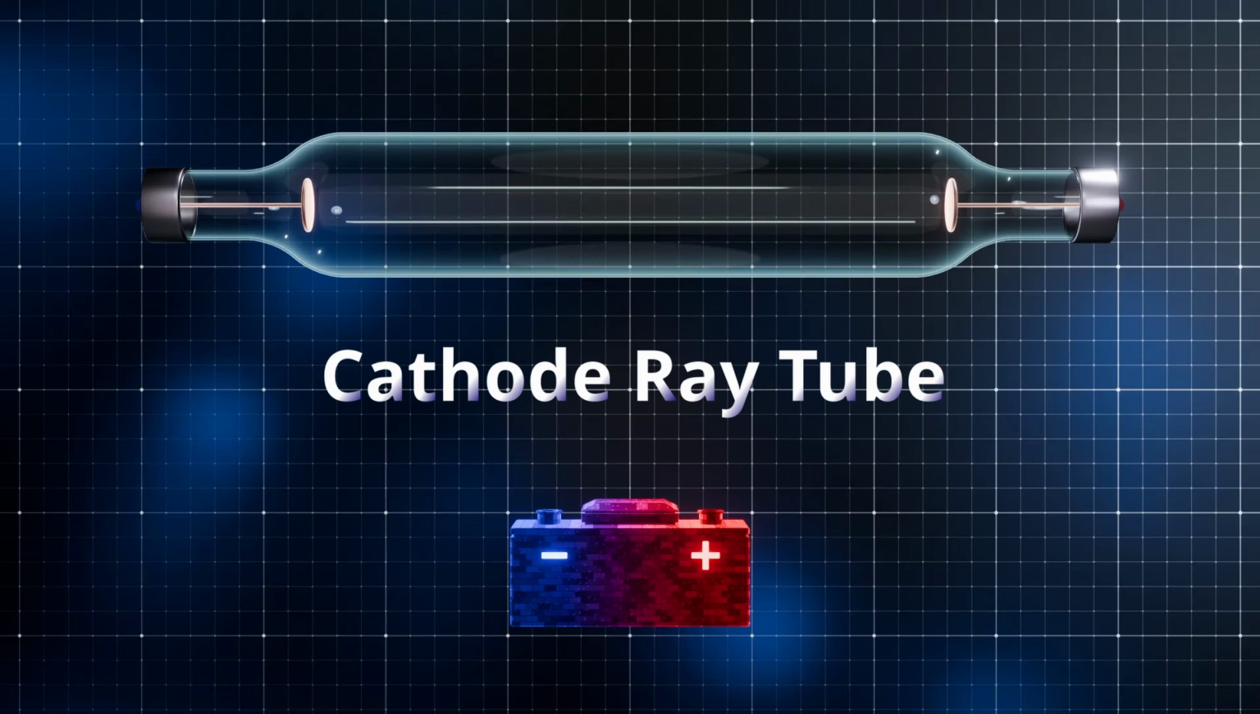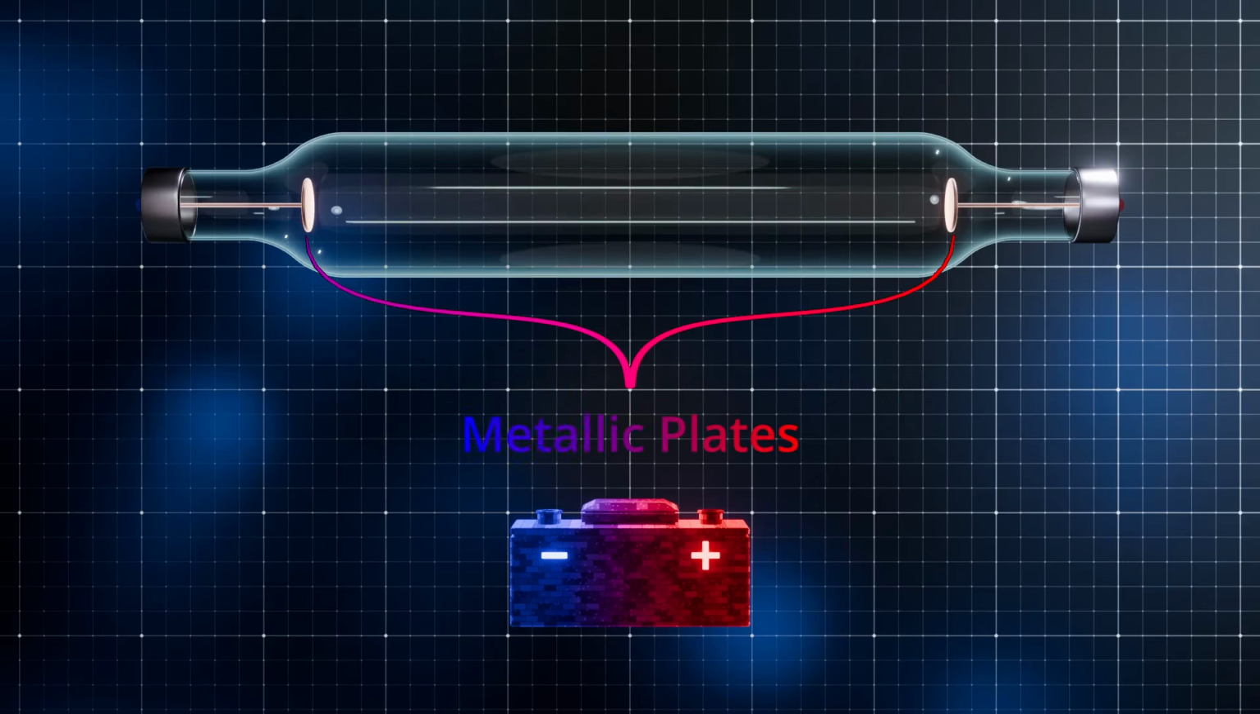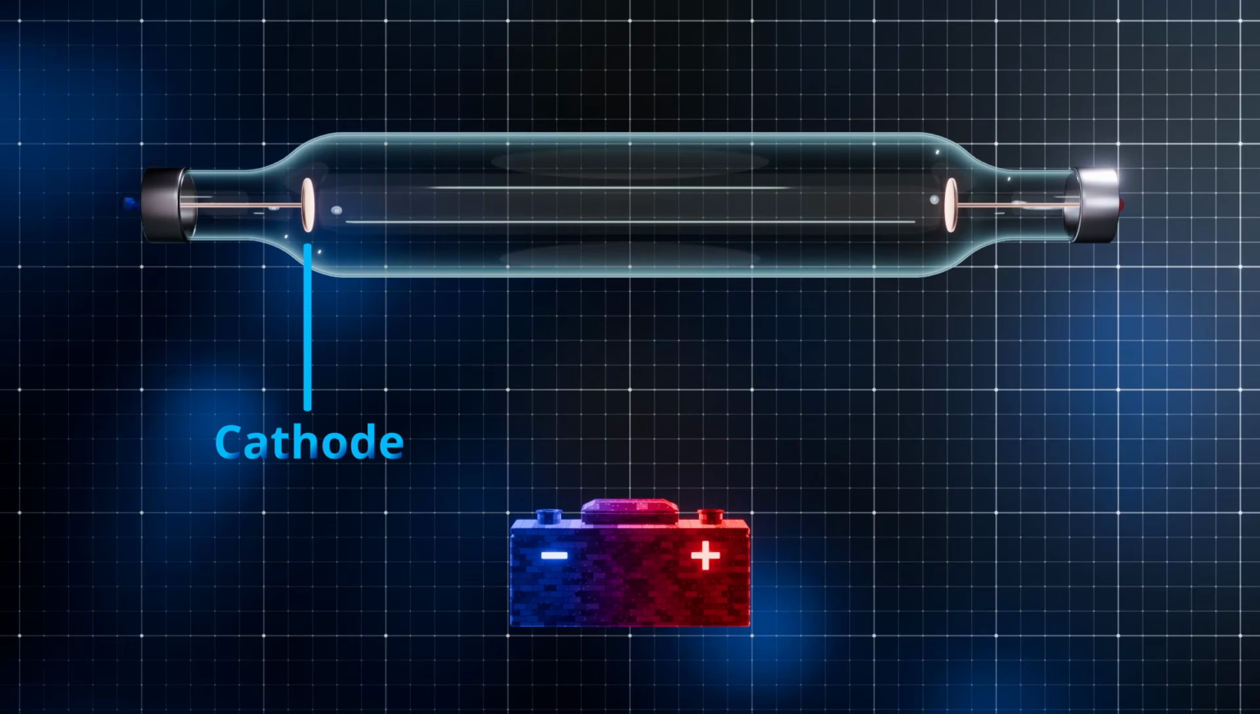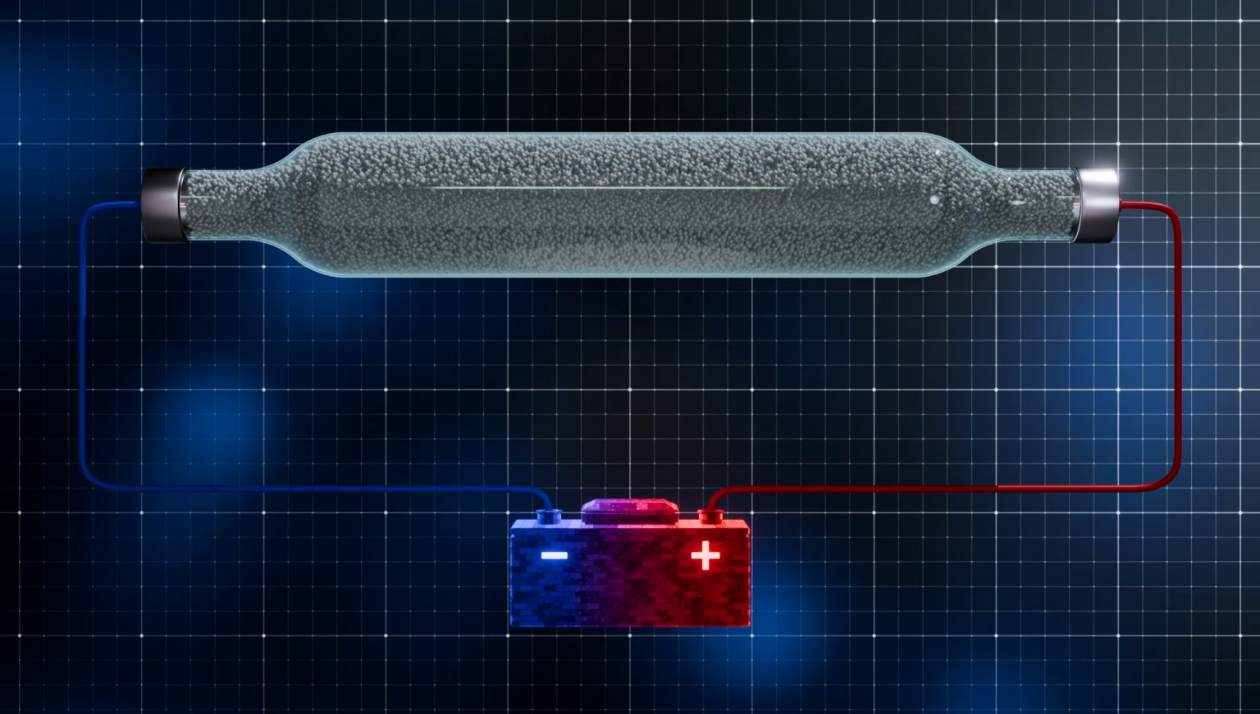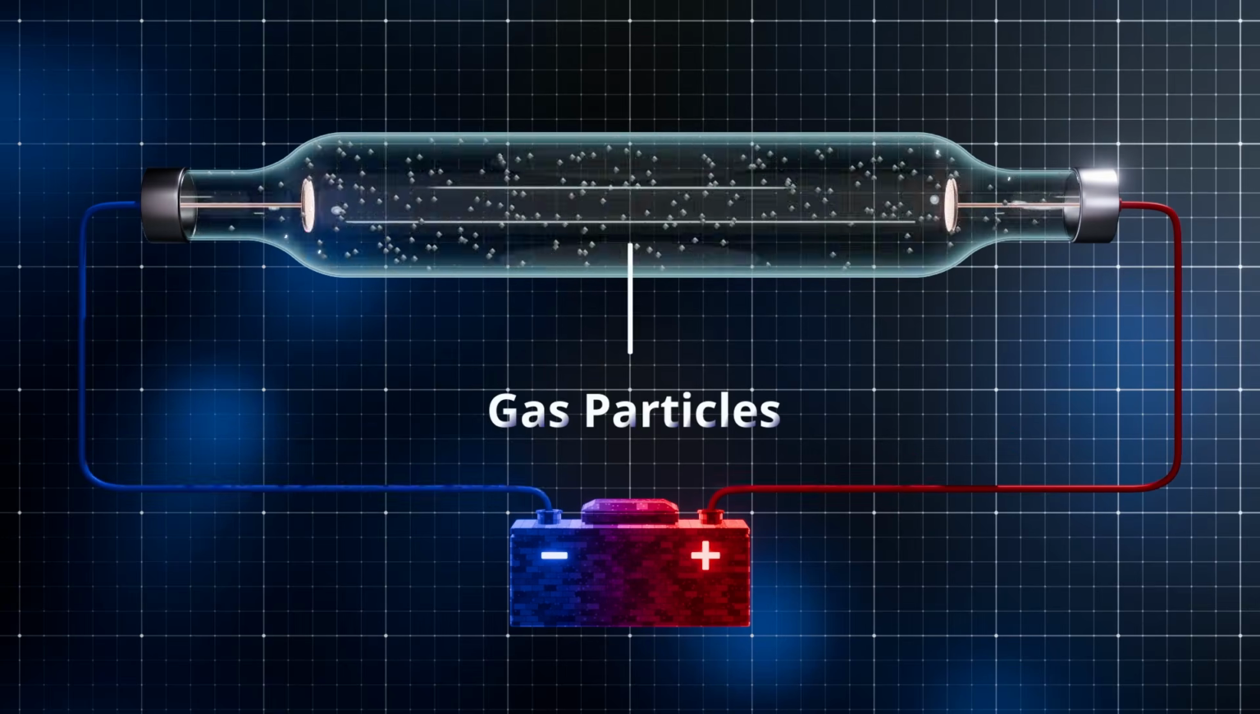To study electricity in gases, special tubes were invented. One such tube was the cathode ray tube. In a cathode ray tube, there are two metallic plates. The cathode connected to the negative terminal of a battery, and the anode connected to the positive terminal. These plates are enclosed in a glass tube from which most of the gas has been removed, creating a partial vacuum.